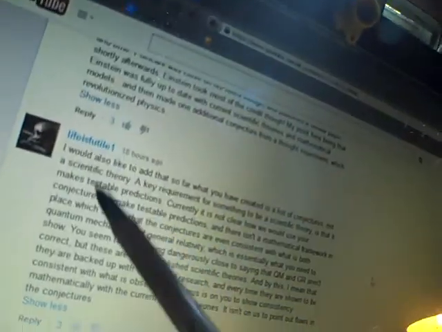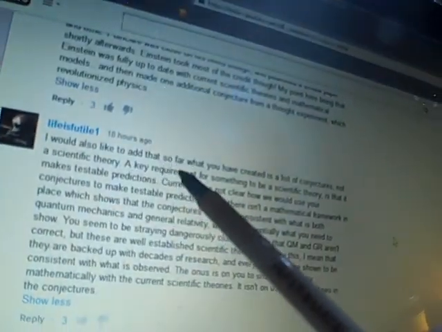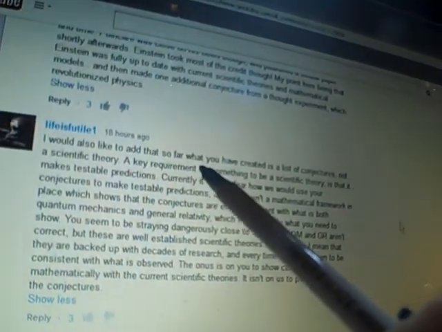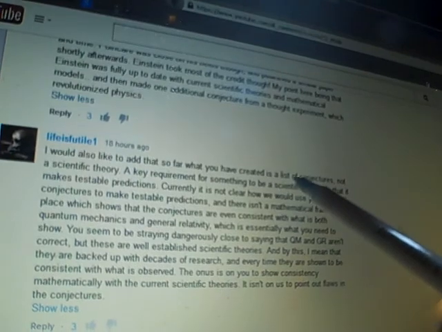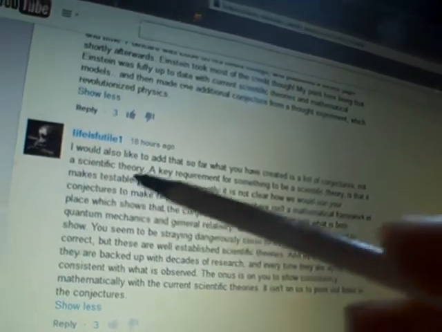All right, next comment. There's a whole bunch of these. I haven't read these, so if I mess up a word, sorry. I would also like to add that so far what you have created is a list of conjectures, not a scientific theory.